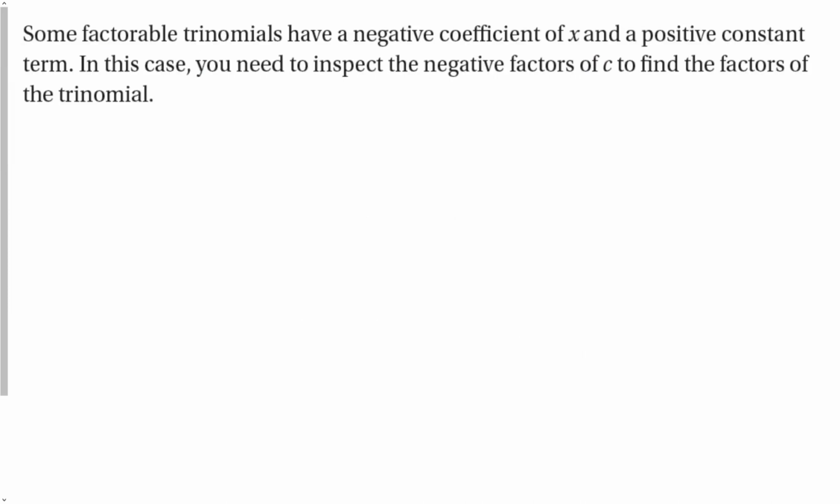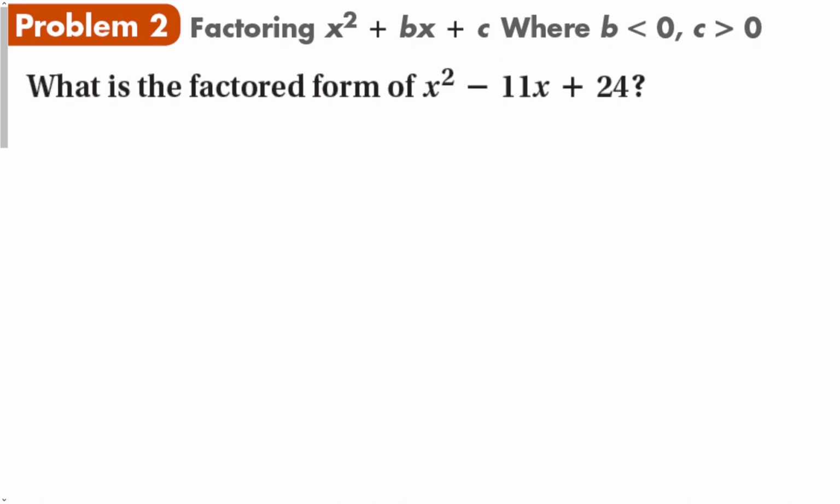Some factorable trinomials have negative coefficients of x and positive constant terms. In this case, you'll need to inspect the negative factors of c to find the factors of the trinomial. So, in this case, I want two numbers that multiply together to give me 24. Both signs of these numbers are going to be the same because 24 is positive. And the only way to get a positive 24 is to multiply two numbers together that are both positive or both negative. Negative 1 times negative 24 is positive 24.